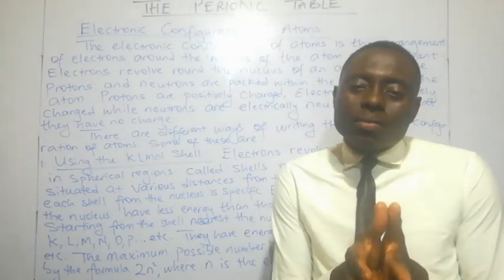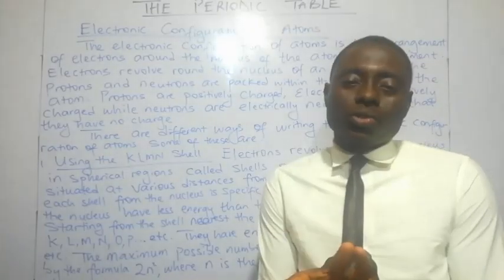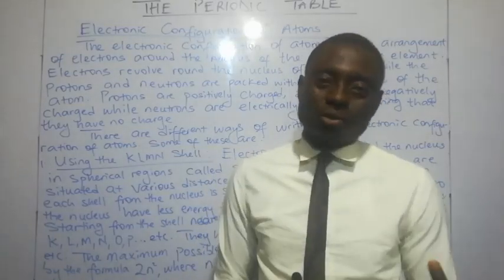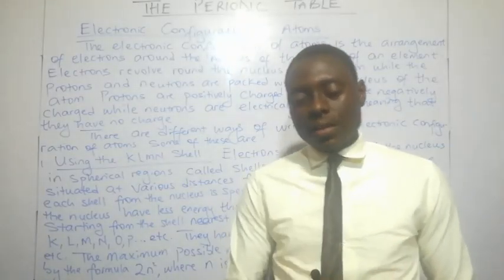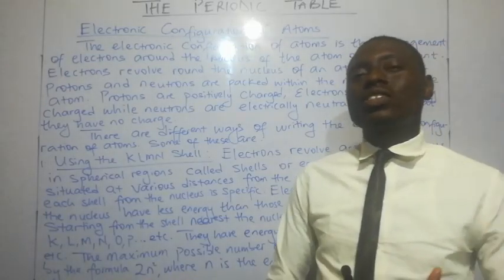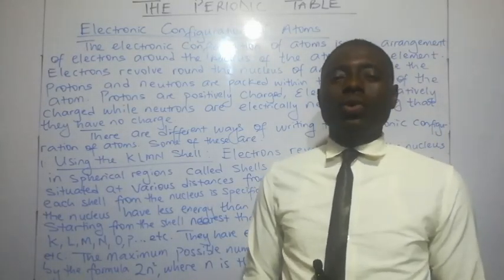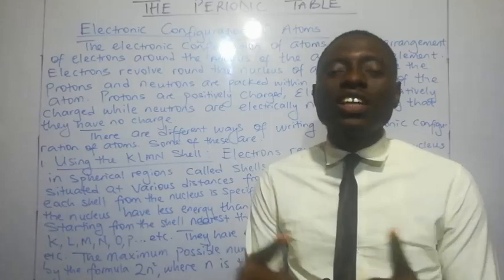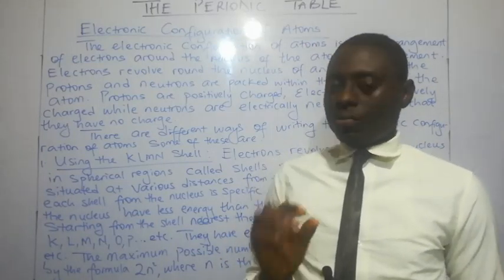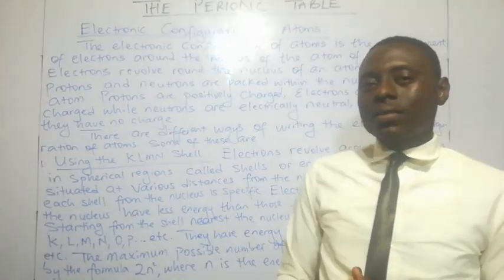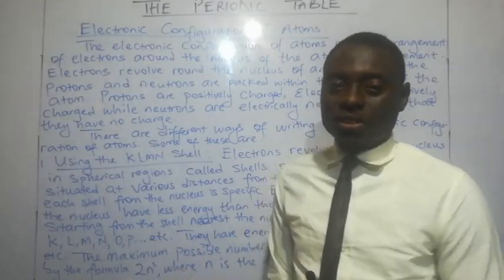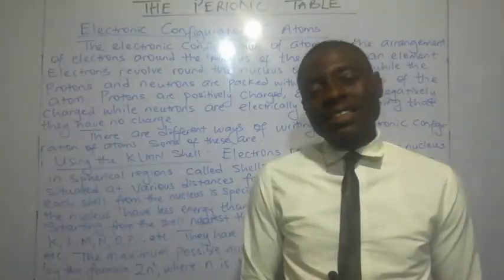If an atom has, let's say, 28 protons and it also has 28 electrons, what do you think will be the total charge on that atom? What should be the total charge on the atom? Now, listen. You know that protons are positively charged, that is, they have positive charges. Electrons, they have negative charges.